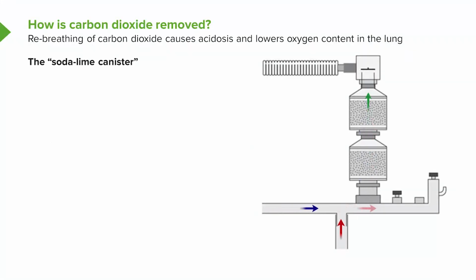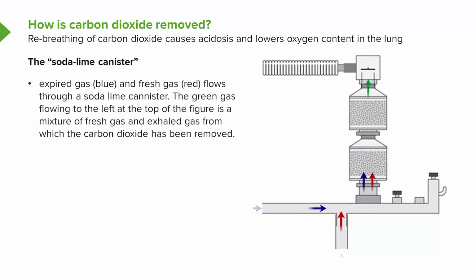So the Sodalime canister, as I mentioned, scrubs the carbon dioxide out of the expired gas. So the expired gas on this slide is blue, and the fresh gas flow is red. So that fresh gas flow will consist of new vapor and oxygen and perhaps some air. The expired gas will consist of unused vapor, some unused oxygen, and carbon dioxide. All the gases go through the Sodalime canisters.